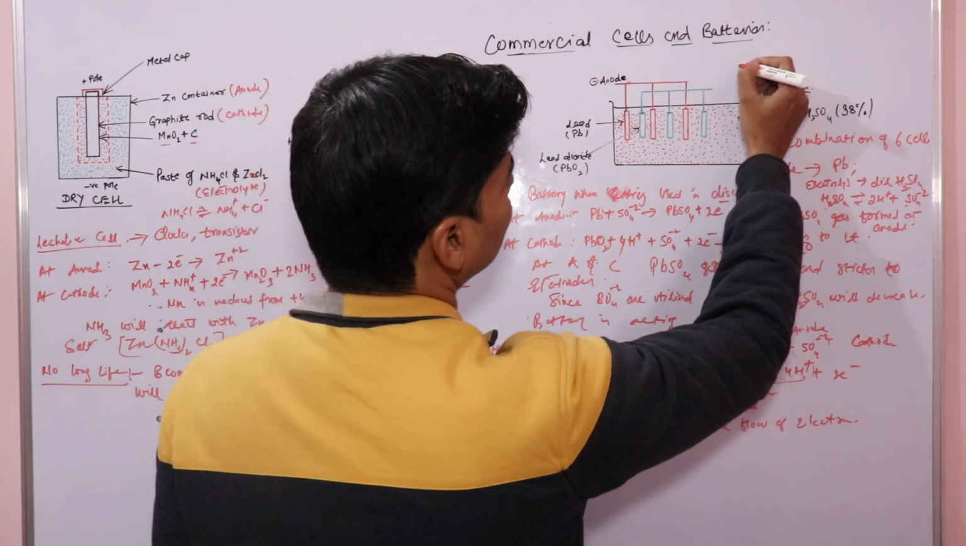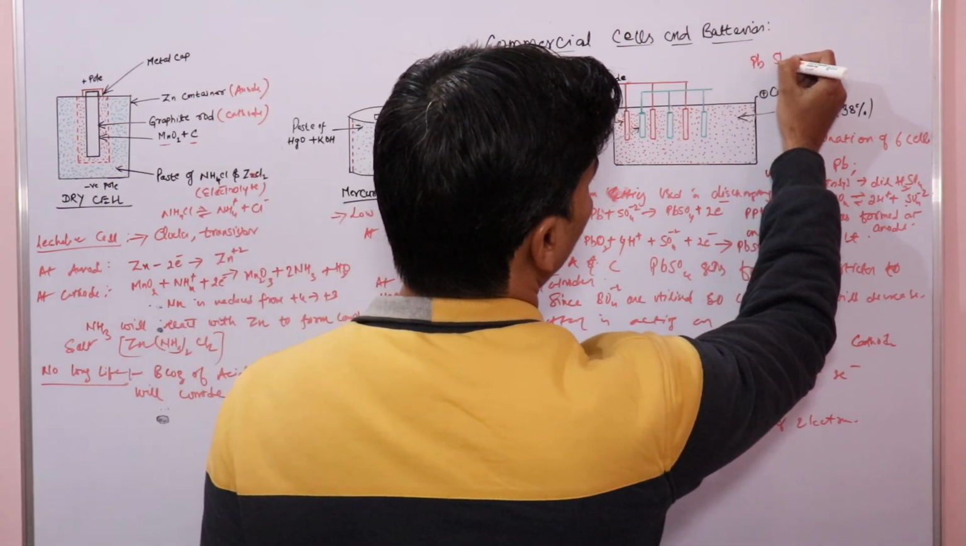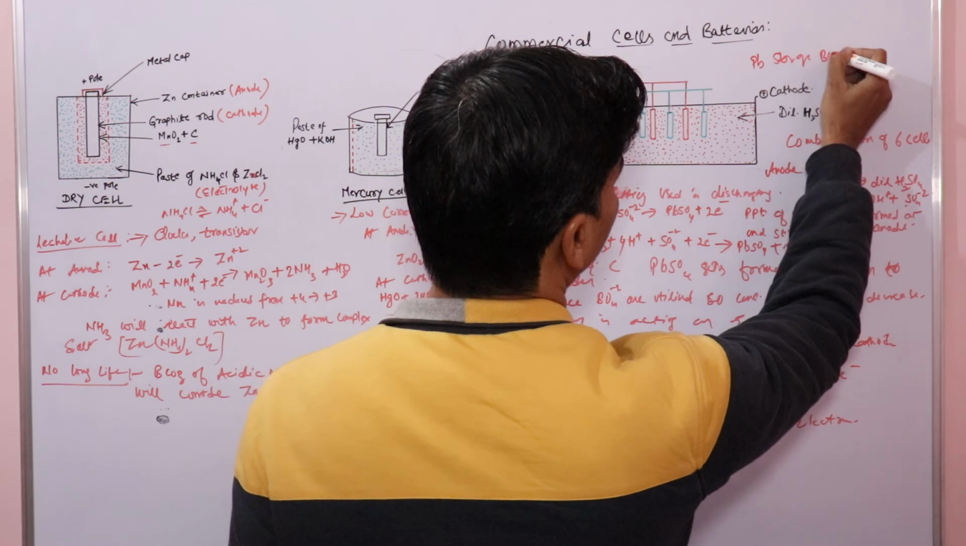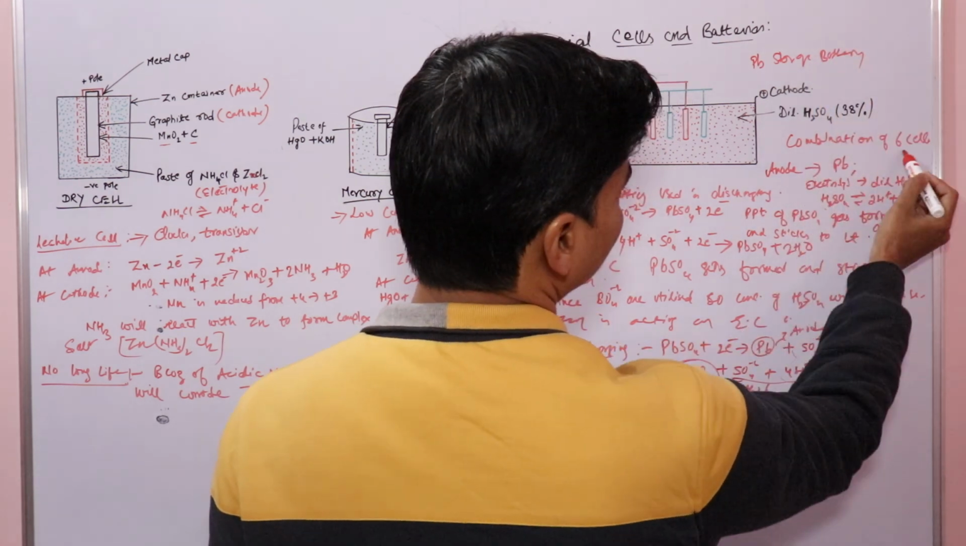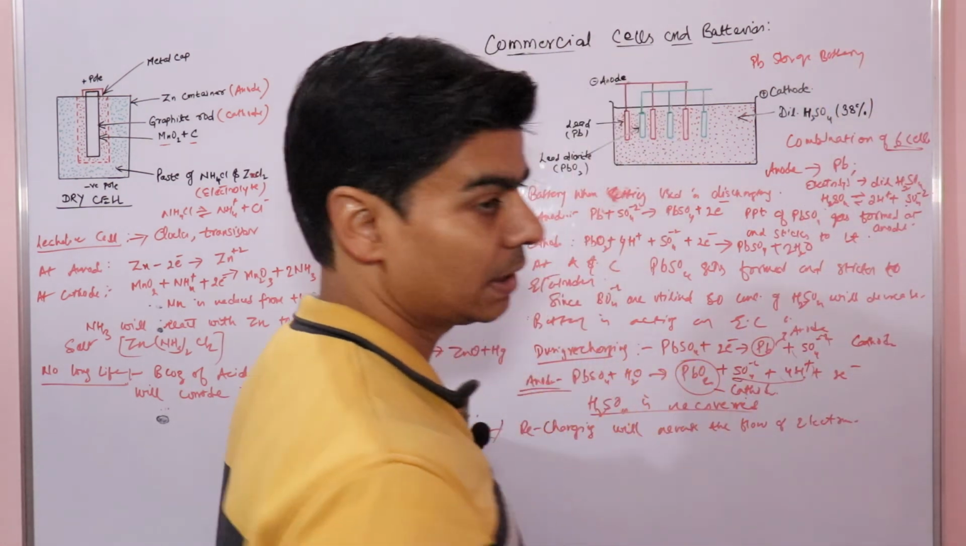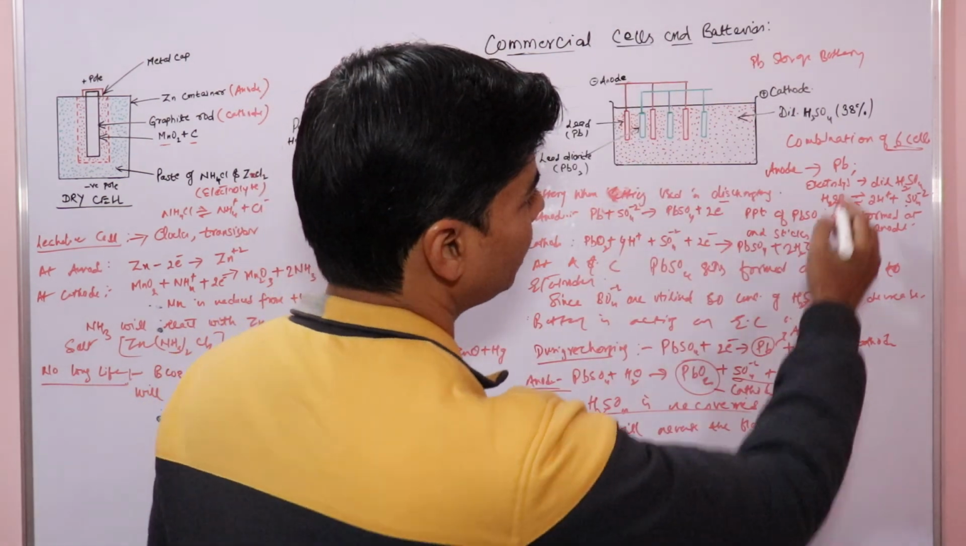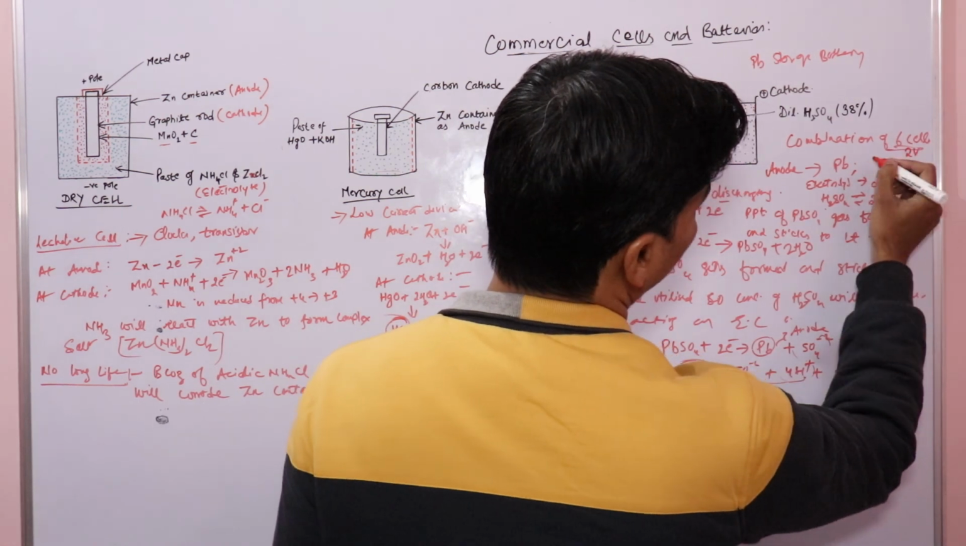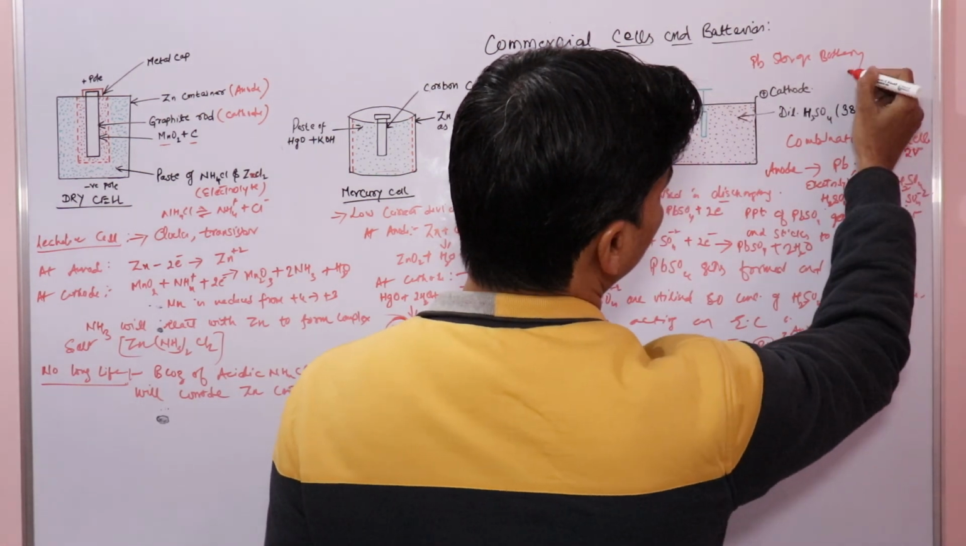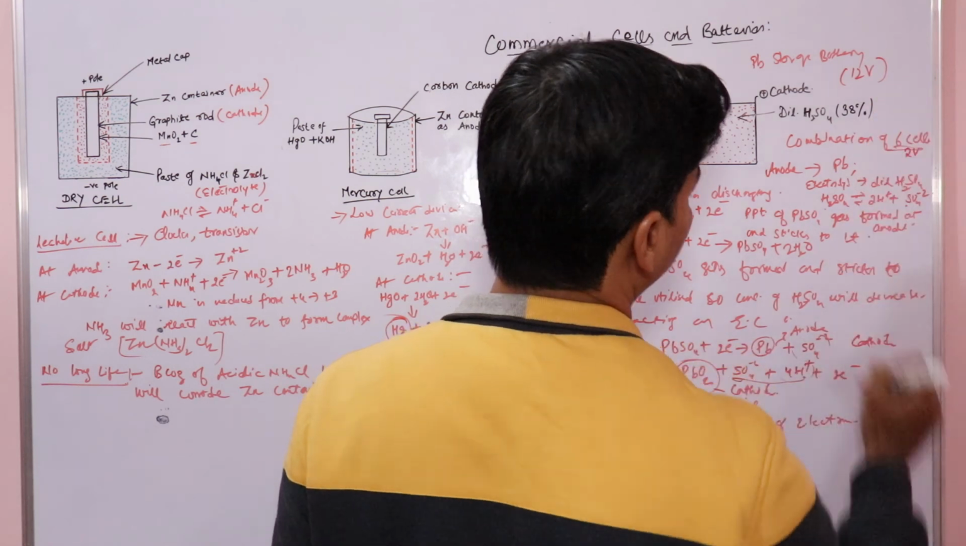We call it a lead storage battery that consists of 6 cells, and each cell is of 2 volt. So this battery is a 12 volt battery, right. Each cell is of 2 volt, so 6 cells make a 12 volt battery, right.